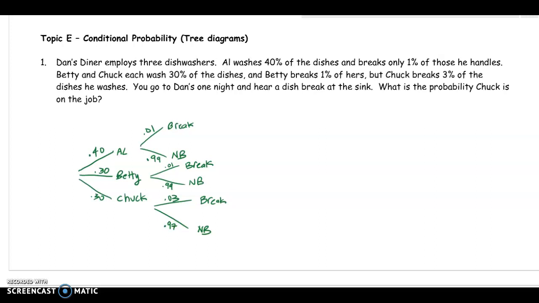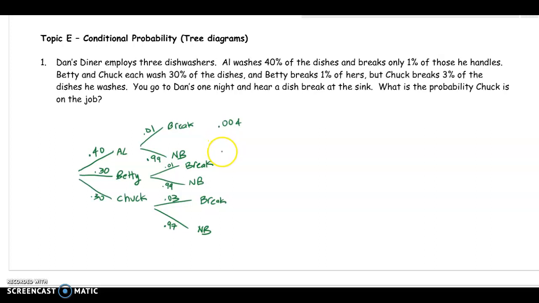Now, setting up a tree diagram is completely pointless if you don't multiply your branches. So that's what I'm going to do right now. I'm going to take Al times break, and I'm going to get an answer. Al times no break, get an answer. And I'm going to go through and multiply every one of these branches. Again, don't even do a tree diagram if you're not going to multiply the branches.